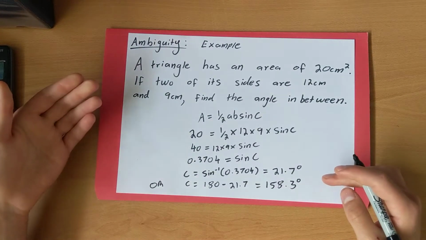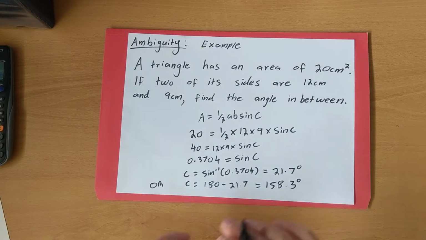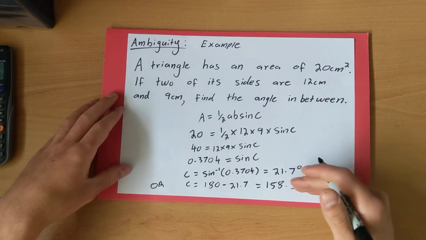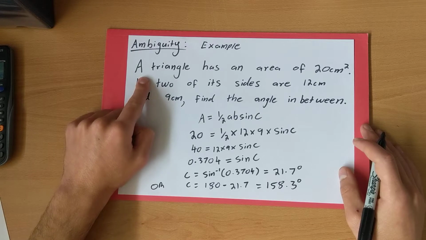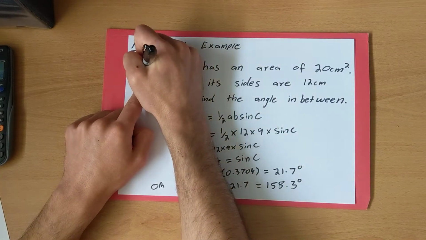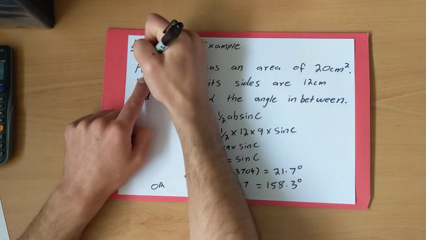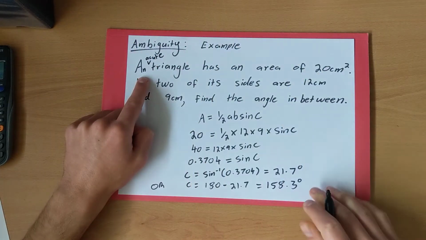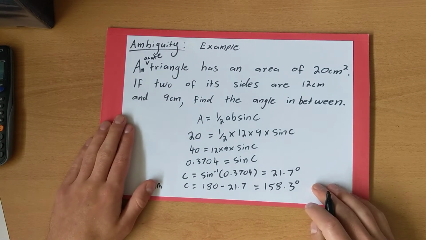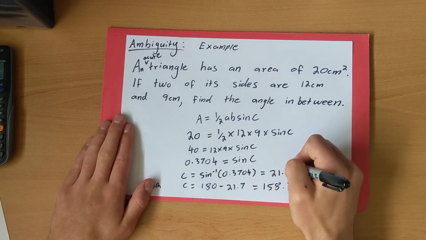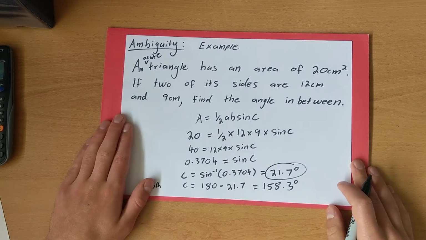So if you ever get a question where it's giving you an area and asking you to work out the angle, then you need to look, either you need to give both answers, or the question itself will give you a clue. So for example, it might have said here, an acute triangle. And if it had done that, if it had said an acute triangle has an area of 20 centimeters squared, then I know I'm looking for an acute angle, one that's less than 90 degrees. So the answer would be 21.7.